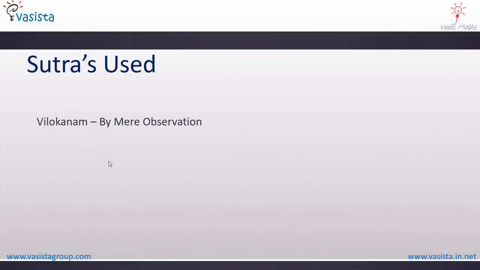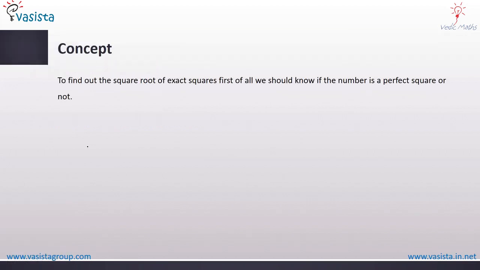The sutra which we are going to use is Vilokanam. To find the square root of an exact square, first of all you are supposed to know if the given number is a perfect square or not. To find that, first of all, you just check here. A perfect square always ends in 0, 1, 4, 5, 6 and 9. The number ending in 0, 1, 4, 5, 6 and 9 may be a perfect square. This is the first condition you should check.